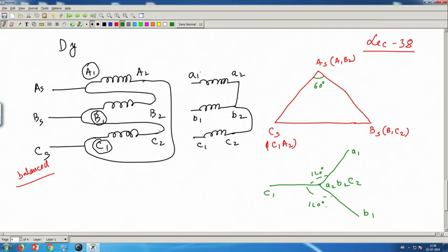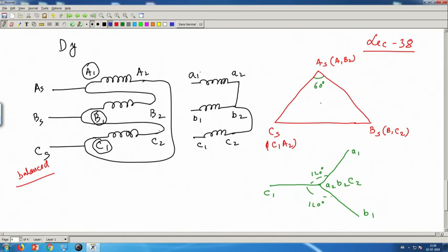Now, if you choose a connection, you get it in this way, and now I have to decide what is the vector group of this connection. Primary delta D, secondary star Y. I want to know what is the vector group.